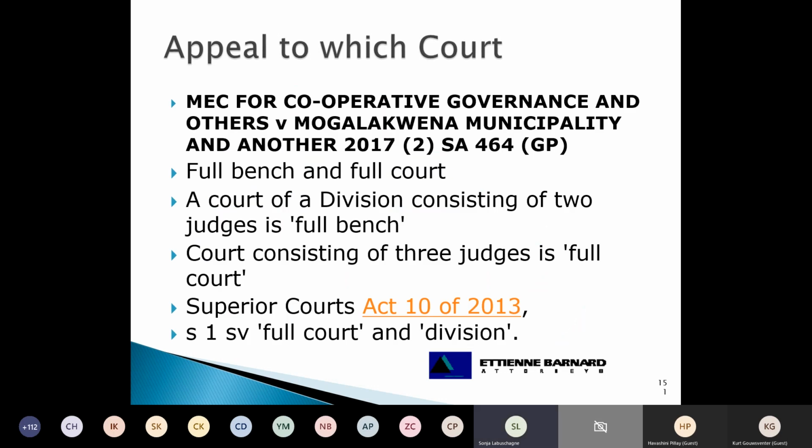Just in case you didn't know, there's a difference between a full bench and a full court. So a court of a division consisting of two judges is known as a full bench. But a court consisting of three judges is a full court. I must say to you, that's something I learned. I didn't know that. So full bench, full court, not the same thing. Full bench, two judges. Full court, three judges.